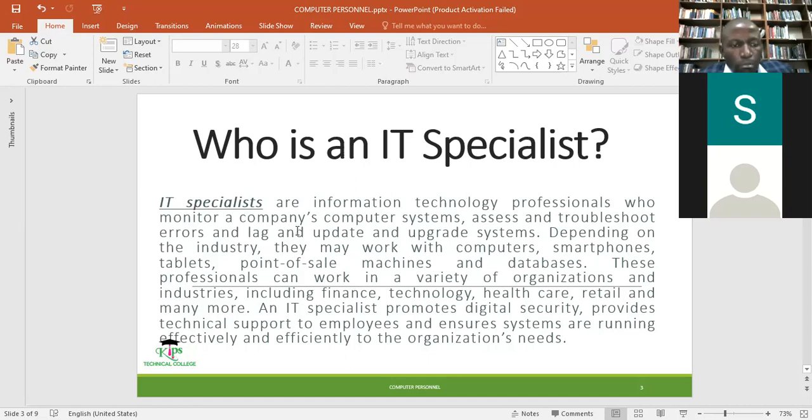So this term, IT specialists, they are basically information technology professionals who monitor a company's computer systems. They assess, they troubleshoot errors and any lag, maybe a delay in a particular IT process. They update and upgrade systems, depending on the industry where they work with computers.